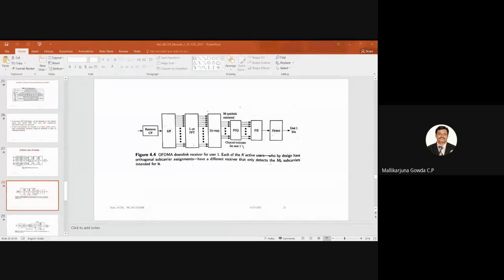So this is for only one particular user, and it will be extended for k users also, with the same blocks. Then do parallel to serial, then do the estimation. So detection is there, and you'll be able to get back the user one bits. Okay, so to generalize, this is for a single user, what I said. It will be replicated for k users. Each of the k active users will be undergoing this process.